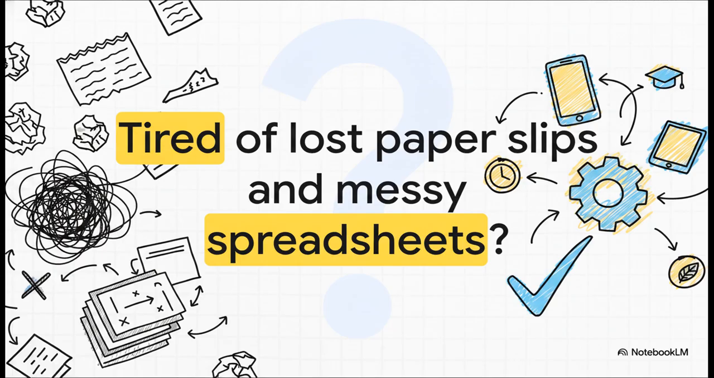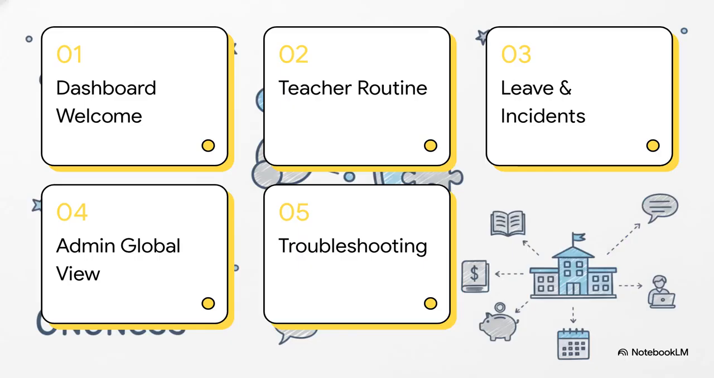The Oneness ERP completely replaces those chaotic, paper-heavy routines with a single, streamlined digital system where things like attendance, grading, and leave just flow automatically right to the people who need them. All right, so here's our roadmap for today. We'll start with the welcome to your dashboard, walk through a teacher's daily routine, cover workflows for leave and incidents, look at the administrator's global view, and then wrap it all up with troubleshooting common system errors.